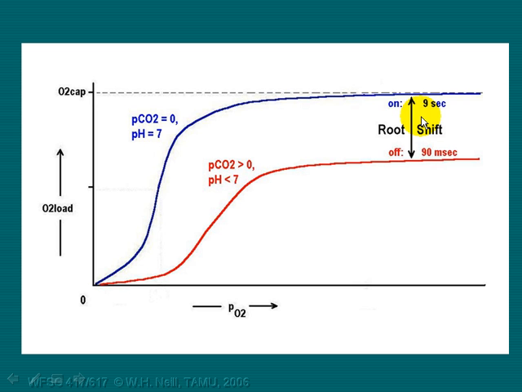While I'm here, I'll point out that one of the things that's important is the timing, the temporal dynamics of these shifts. In the case of the Root shift, at least in eel blood, it's been demonstrated that the Root on shift is very slow compared to the Root off, and that turns out to be critically important, as we'll see a little later in swim bladder dynamics. 90 milliseconds to do a Root off, and 9 seconds to do a Root on. So 9,000 milliseconds versus 90.